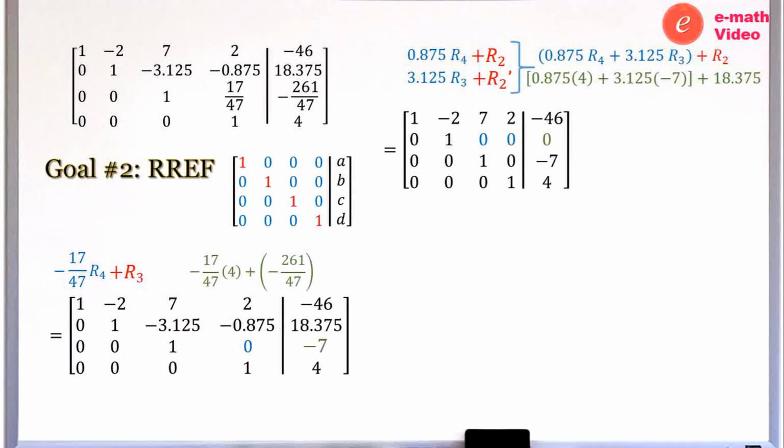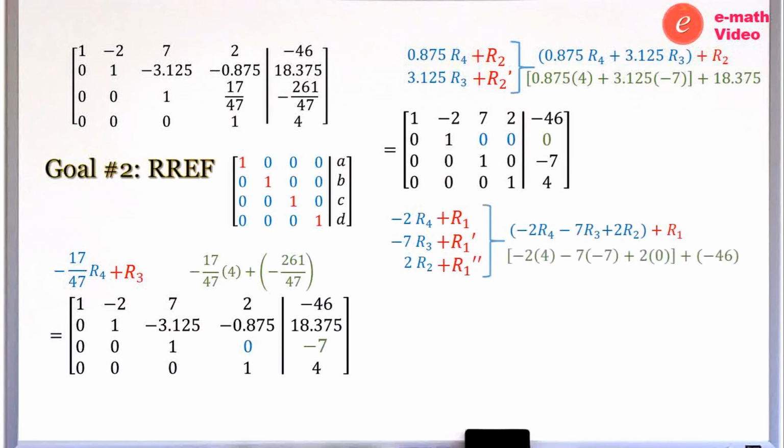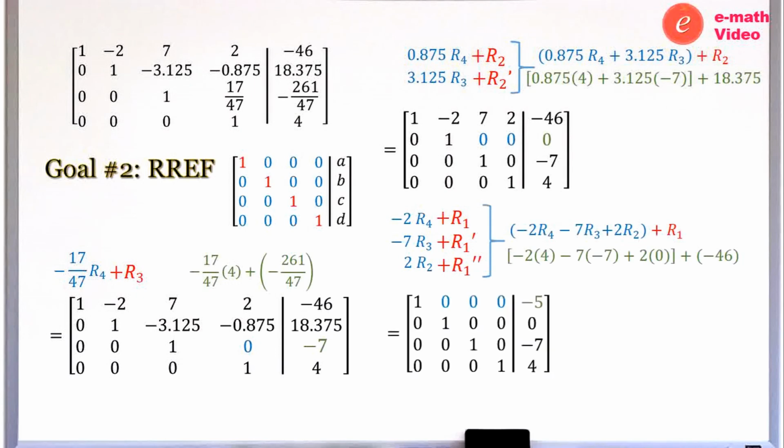Last but not least, negative 2 times row 4 plus original row 1. Negative 7 times row 3 plus row 1 prime. Positive 2 row 2 plus row 1 double prime. Combine them together, 3 in 1. Negative 2 times 4 minus 7 times negative 7 plus 2 times 0 plus negative 46 equals negative 5.